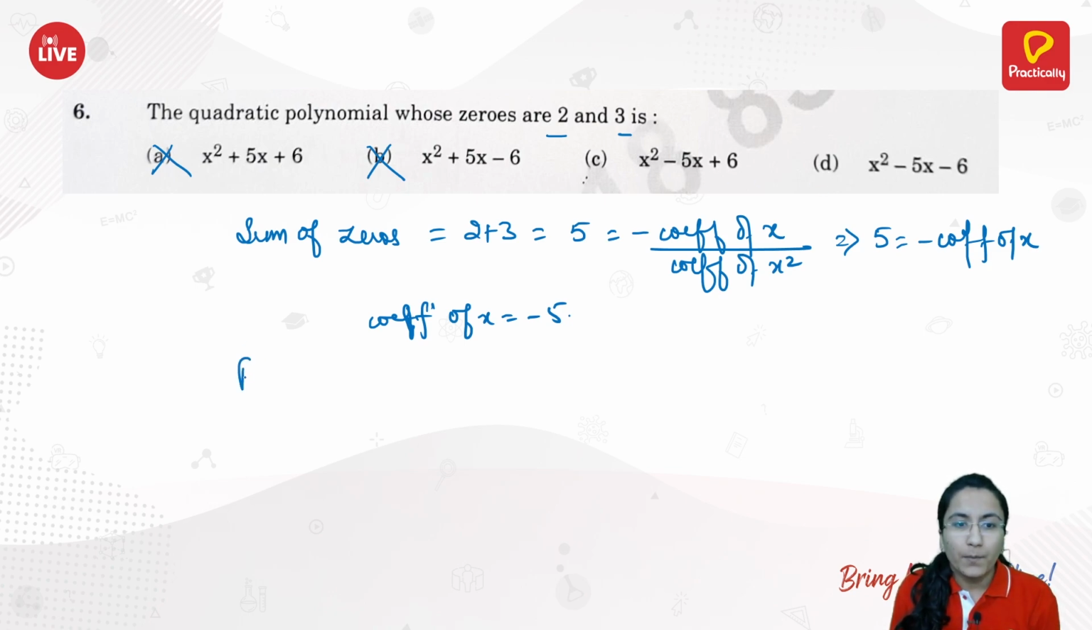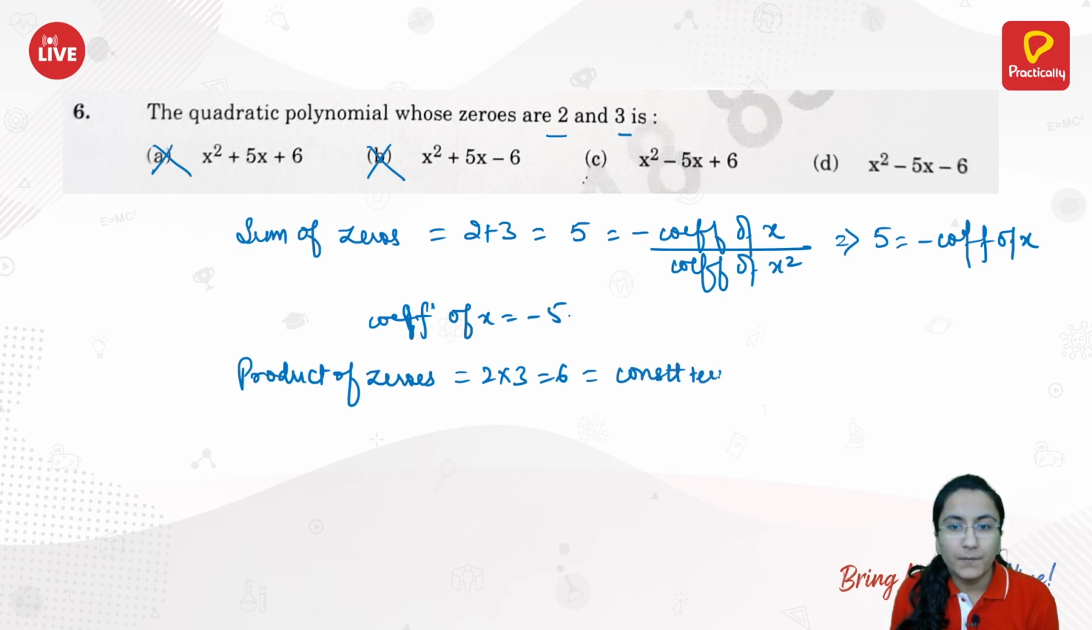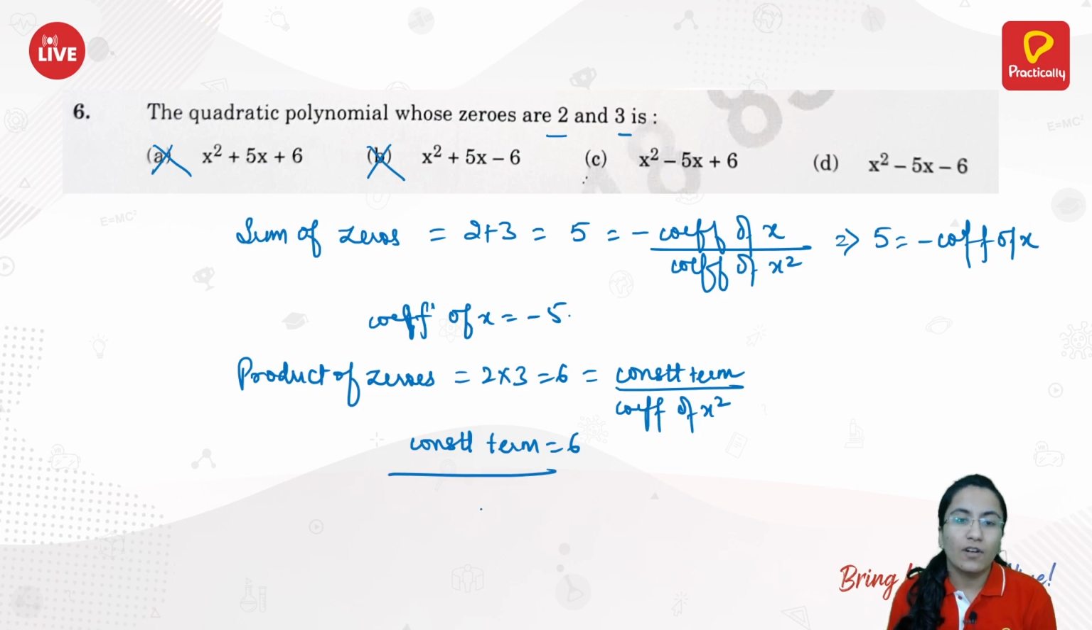So let's just go by the product of zeros. The product of zeros is 2 into 3, which is 6, which is the same as the constant term over the coefficient of x square, right? The coefficient of x square we need again as 1 only. So that means the constant term should be 6. So you get the constant term as 6, and the coefficient of x must be minus 5. So you can tick this option C as the correct answer. Here 6 must be there, right? So that means option D is neglected.